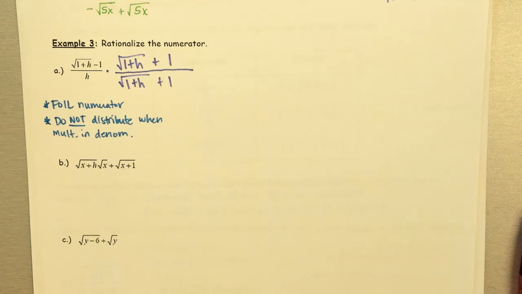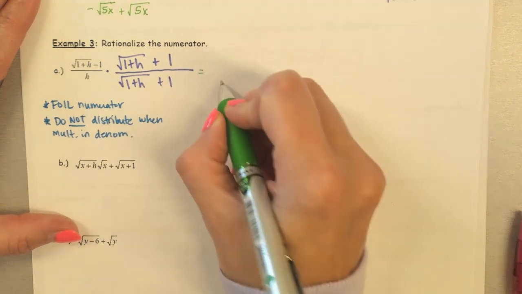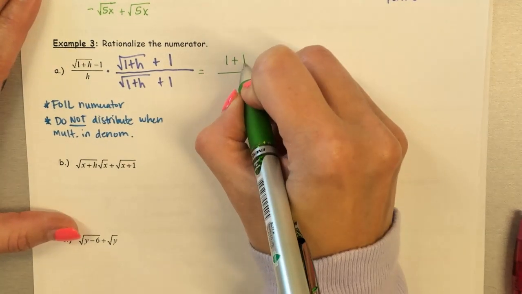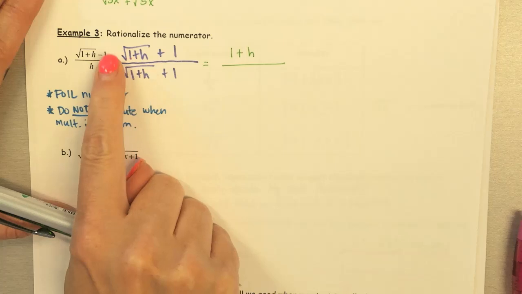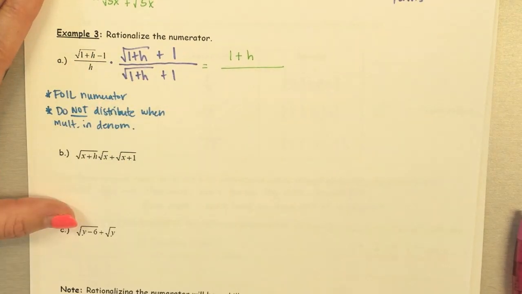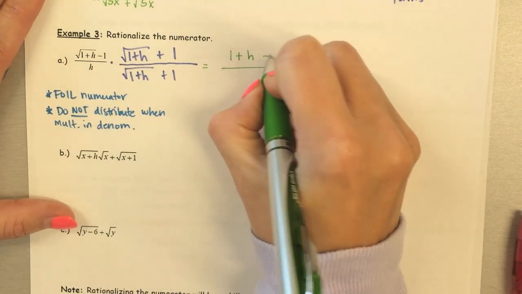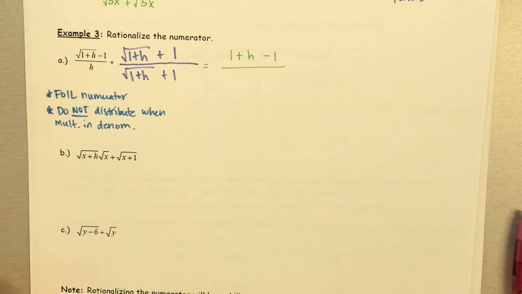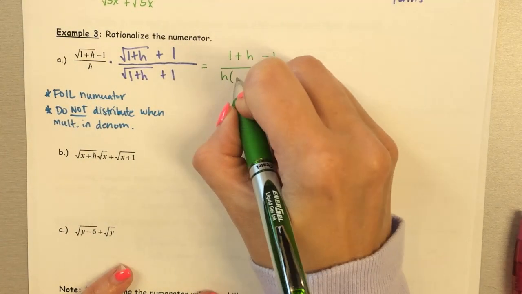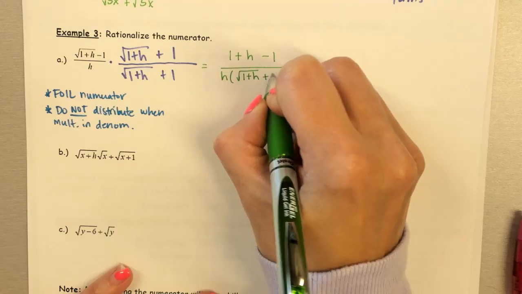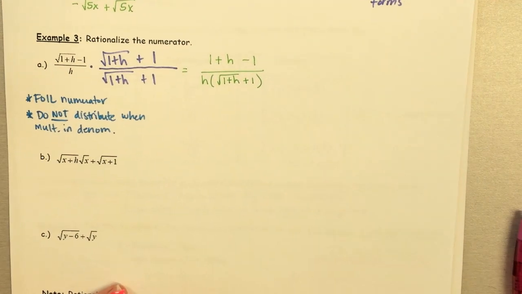We're going to multiply the first term by the first term. So root 1 plus h times root 1 plus h is going to give us 1 plus h. And then negative root 1 plus h and positive root 1 plus h will cancel. Negative times a positive is a negative. And then we're going to keep this as multiplication for right now.